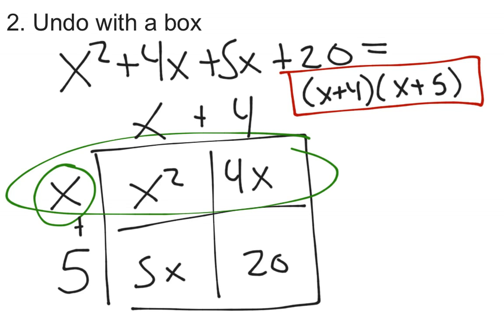I could use a box diagram to check and make sure that these two binomials really do multiply to make the polynomial I started with if I wanted to check my answer.